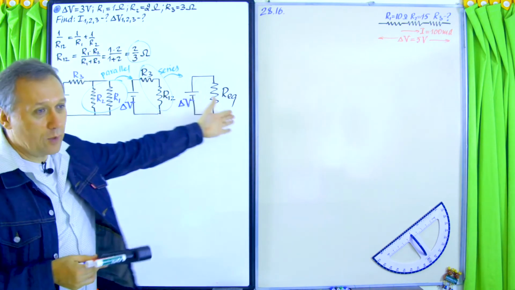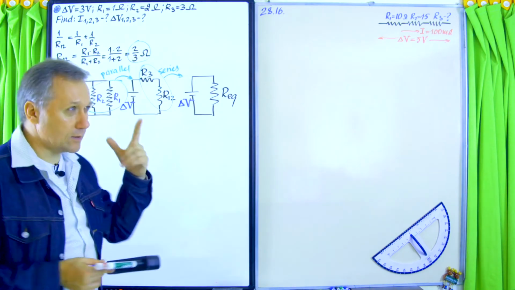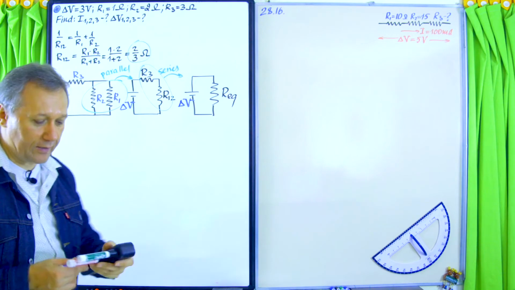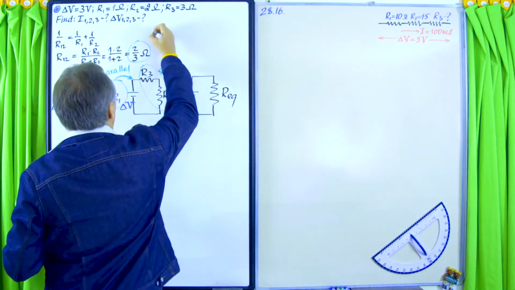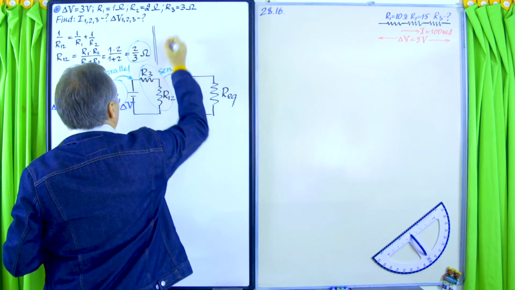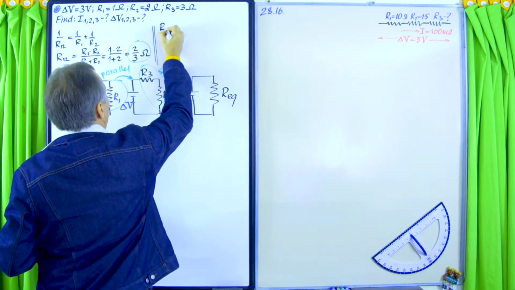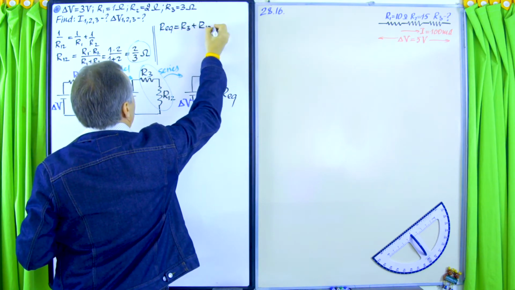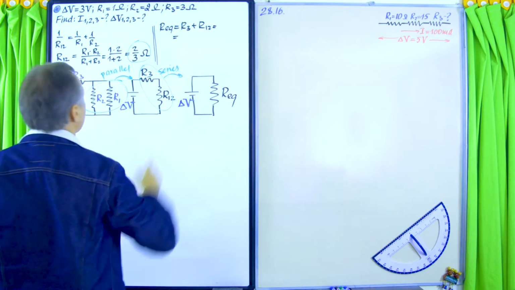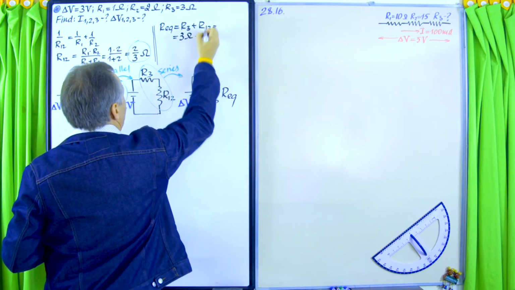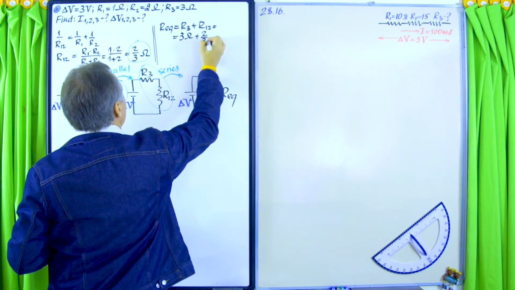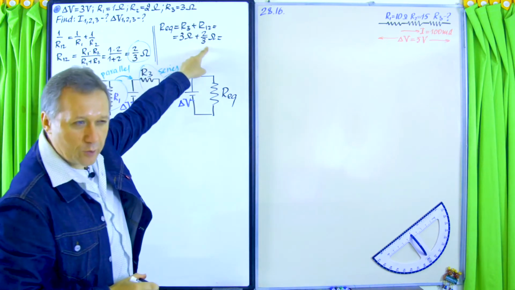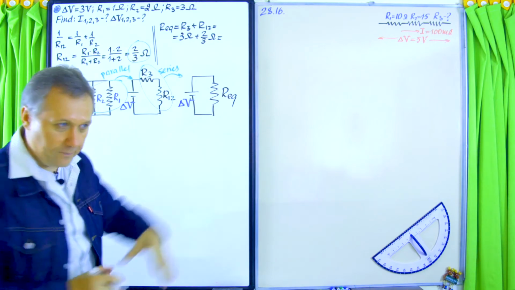So now we can find the value of R equivalent, because these are connected in series. In order to find R equivalent, we just need to add their values, as in the previous two slides. So R equivalent equals R3 plus R12, which is 3 ohms plus 2 over 3 ohms. If you bring it to the common denominator, it will be 9 over 3 plus 2 over 3. It's 11 over 3.